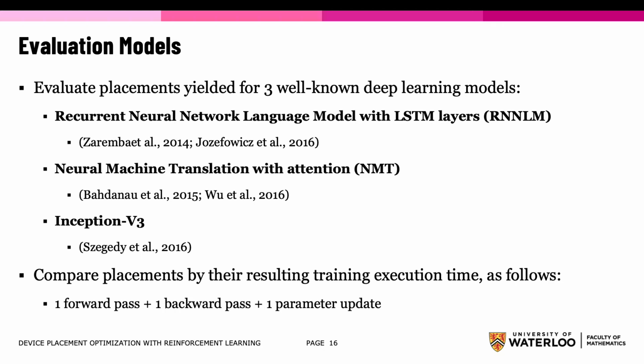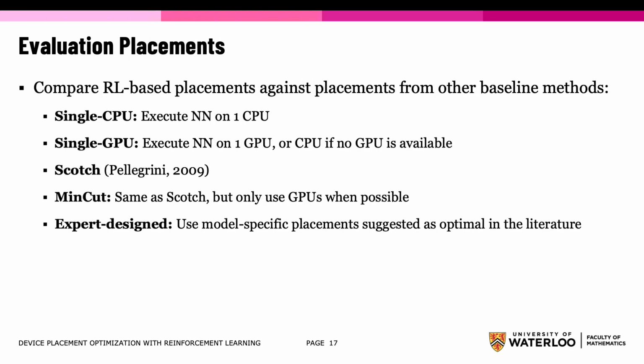To compare the placements, we will essentially compare them on the basis of their training execution time, which we'll calculate as the time for 1 forward pass plus 1 backward pass and 1 parameter update. Although there were no other reinforcement learning-based methods to derive placements at the time the paper was published, the authors have managed to establish a collection of other baseline methods.